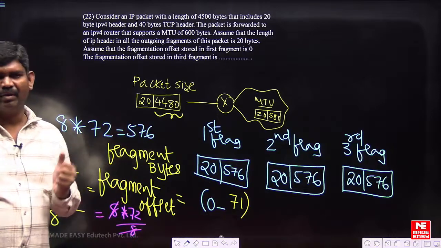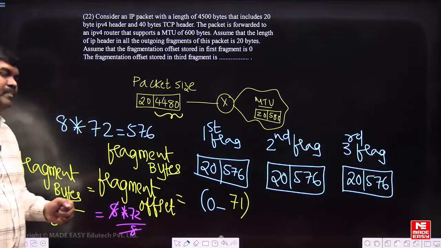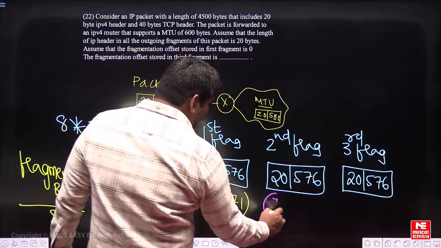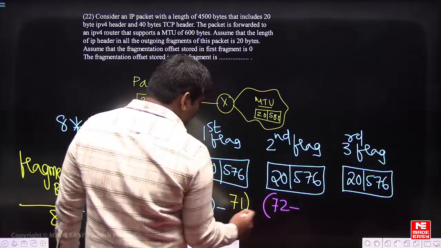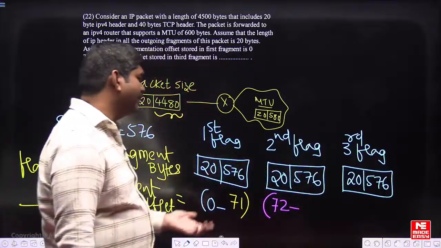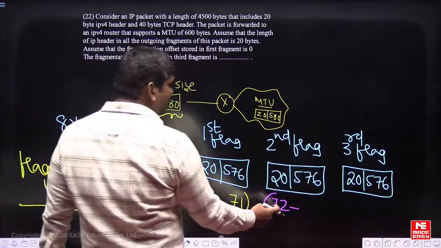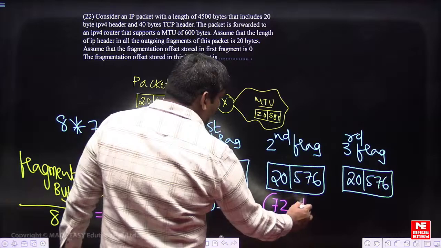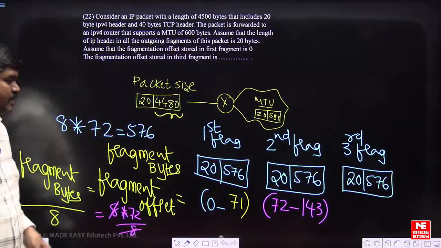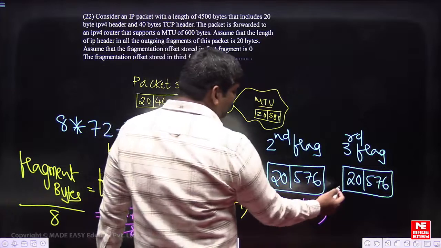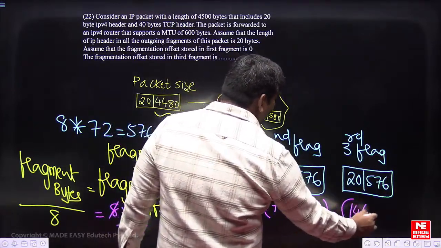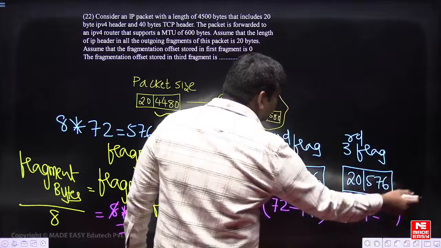That is the basic idea of the maths, why we are taking a multiple of 8. Now it is 72, it is just going to follow the sequence because it is from 576 means 72 again. So it will start with 72 plus 71, if you add this value will be 143. So this is for the second fragment, and the third fragment will start with 143, then it will start with 144, like that it will continue.